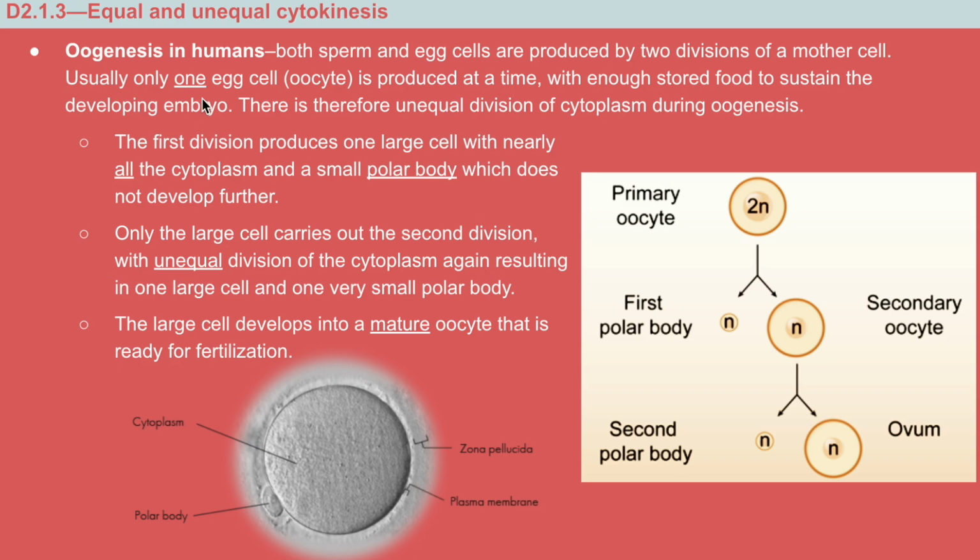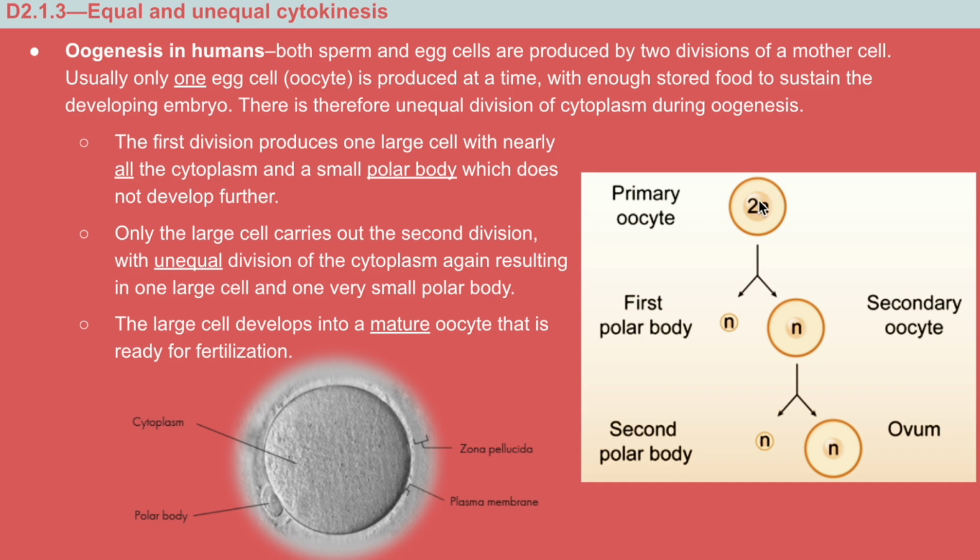Okay, now we're going to see both sperm and egg cells are produced by the two divisions of a mother cell. In meiosis, there's two divisions. But usually we only produce one egg cell at a time. And this egg cell is going to need a lot of food reserves because it has to support the developing zygote as it starts replicating until it's able to form a placenta once it reaches the uterus.